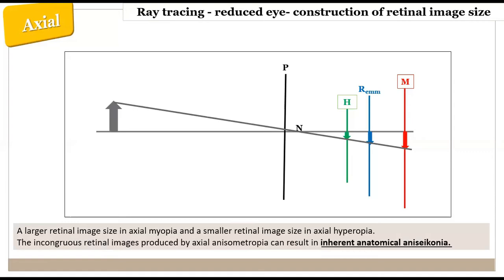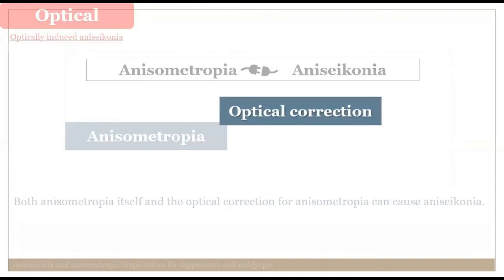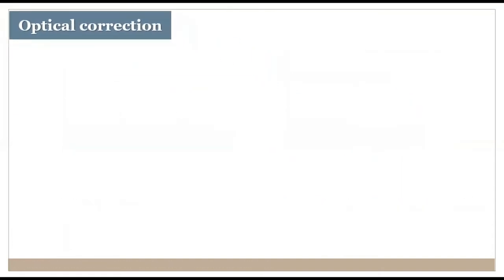So this kind of interocular difference in axial length, in conjunction with potential differences in photoreceptor density that I will mention in the next part, can contribute to perceived image size differences. So how about the optical correction for anisometropia?